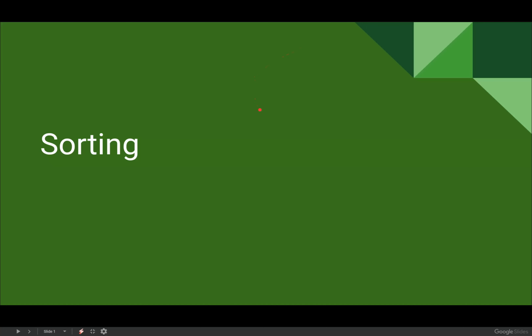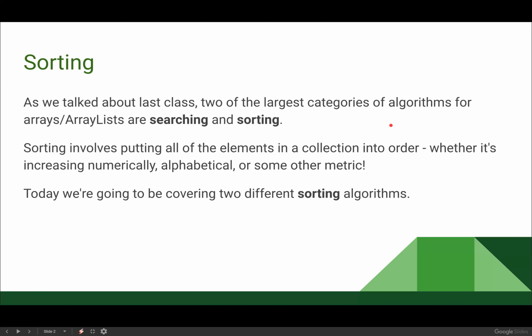Right, so as a continuation on our discussion of searching and sorting, today we are talking about some different sorting algorithms. Like I said, last class we talked about our two big categories, searching and sorting.